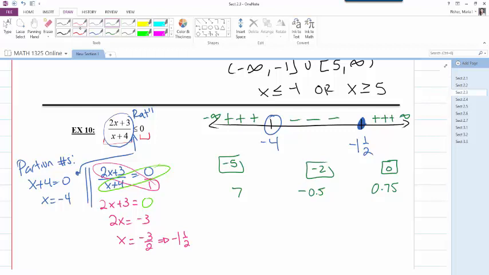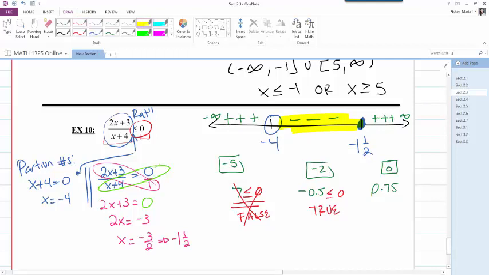So again, what makes the inequality statement true? We're trying to figure out where we are smaller than or less than or equal to 0. Less than or equal to 0 means negative numbers. Is this going to be true? No, that's false. We wouldn't shade there. Is this going to be true? Yes, negative 0.5 is smaller than 0. So we are going to shade this area. Is this going to be true? No, 0.75 is not less than or equal to 0.